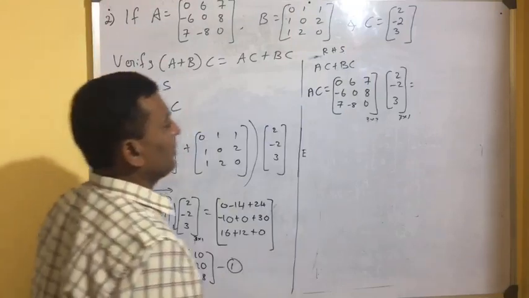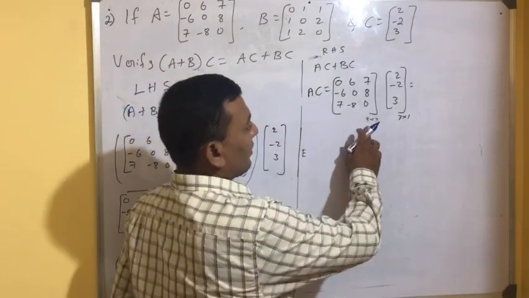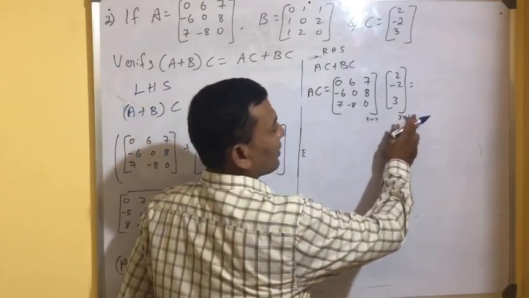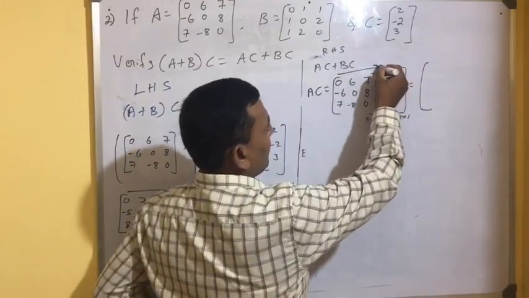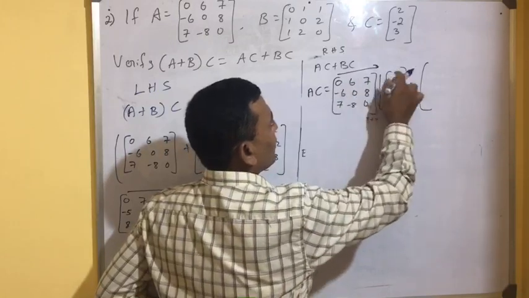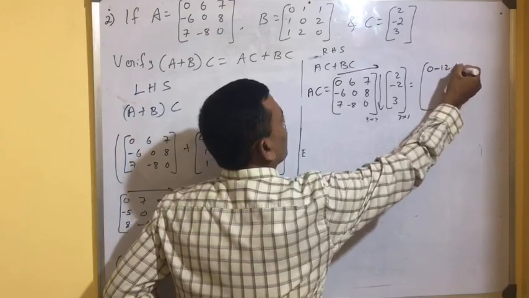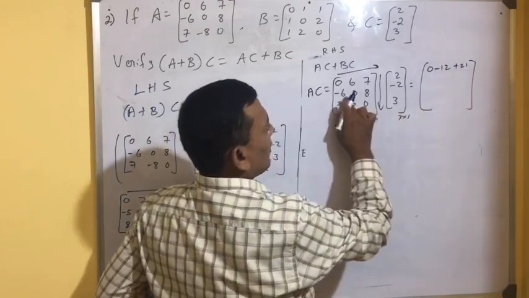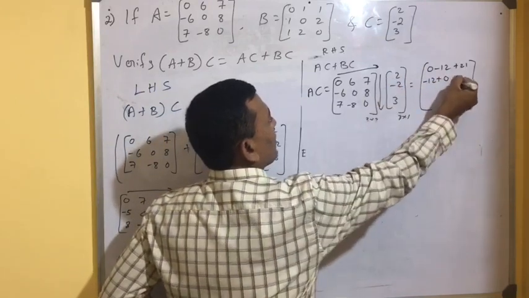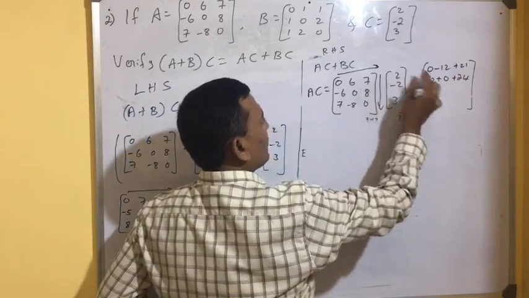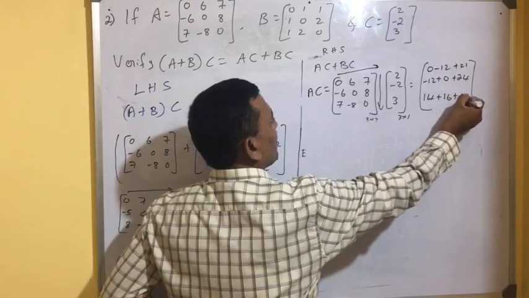Now we have AC and BC. We know one is a 3 cross 3 matrix and the other is a 3 cross 1 matrix. The resultant will be a 3 cross 1 matrix. Now we will multiply the first row to the first column. So 0 into 2 is 0, 6 into minus 2 is minus 12, 7 into 3 is 21. Similarly, minus 6 into 2 is minus 12, plus 0, plus 8 into 3 is 24. Now 7 into 2 is 14, minus 8 into minus 2 is plus 16, 0 into 3 is 0.